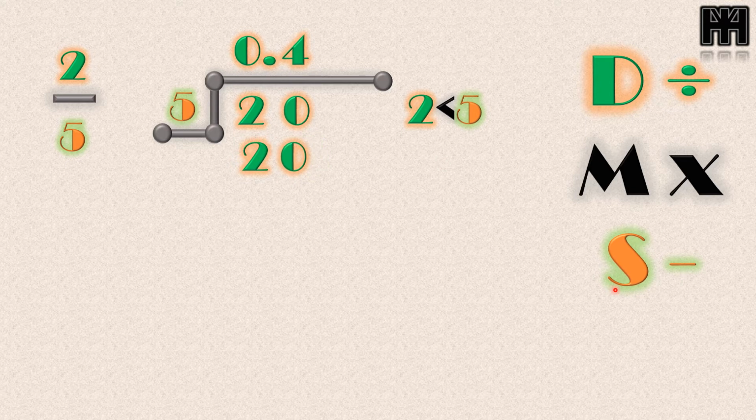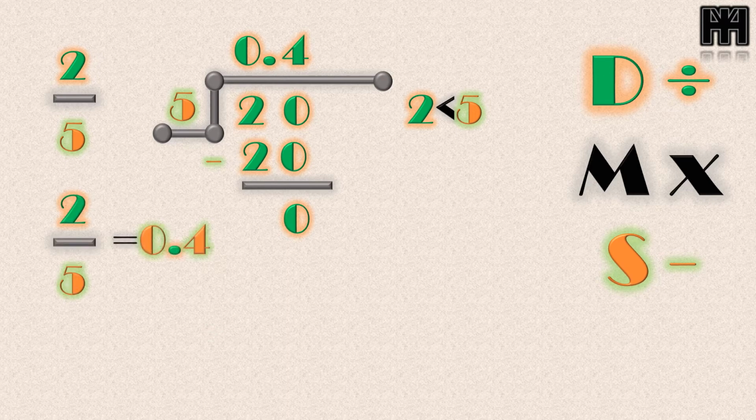Then the subtract. 20 minus 20 is 0. Great. We have the 0 here. So this is the answer. So 2 over 5 as a fraction is equal to 0.4 as a decimal.